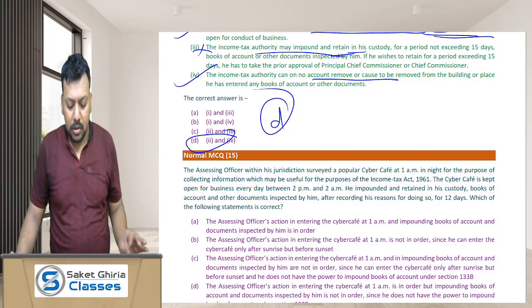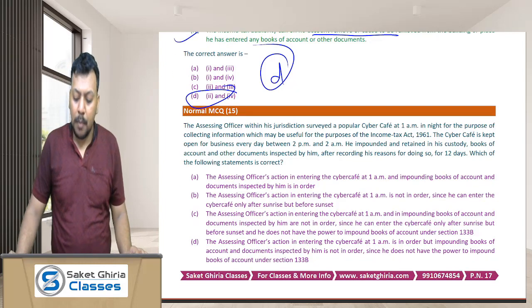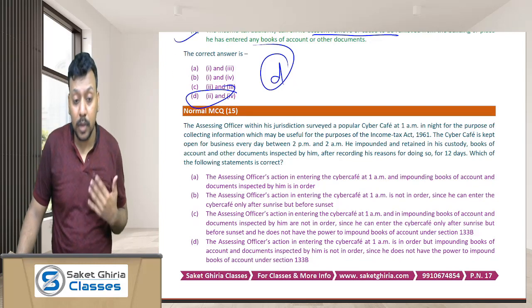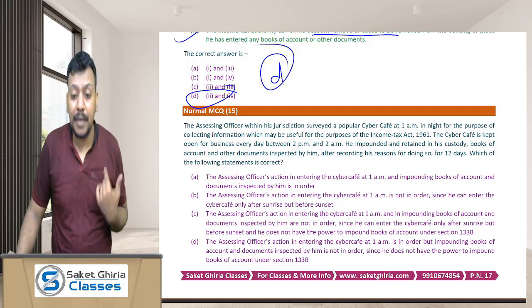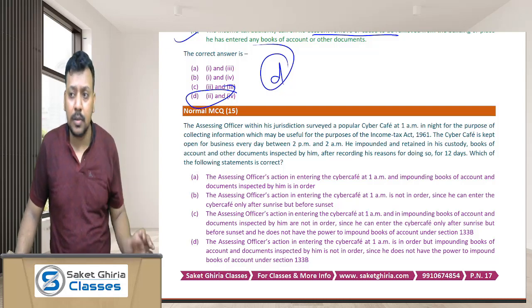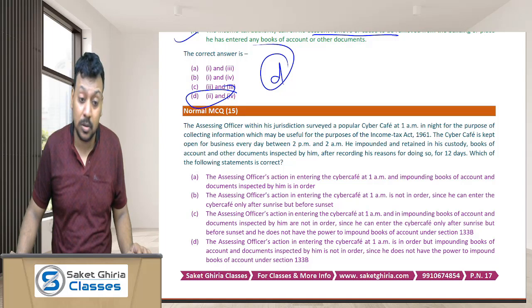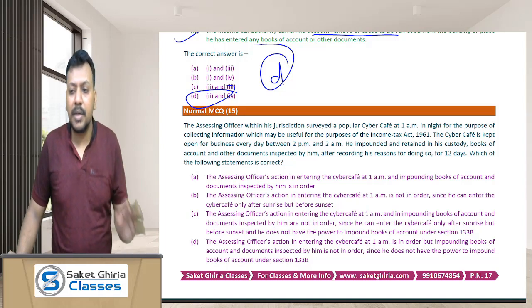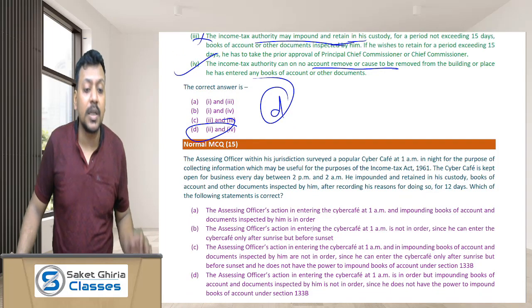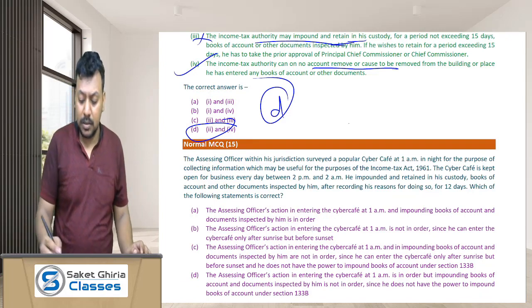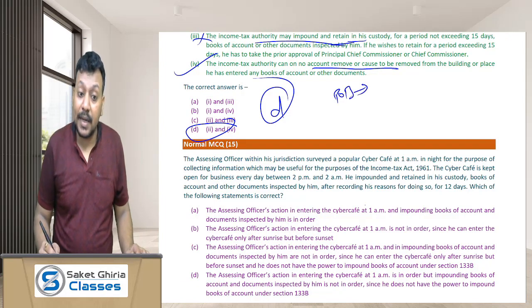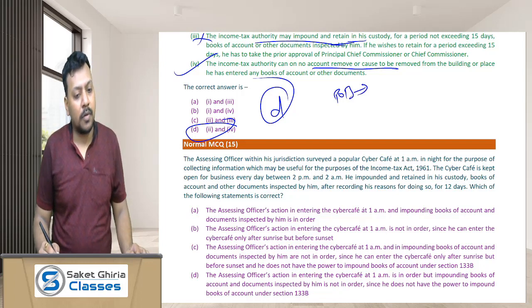Okay, the assessing officer, within his jurisdiction, surveyed a popular cyber cafe at 1 AM in the night. Sir, recently there was a survey conducted by the Income Tax Authority on BBC. If you are making a survey, it can be made in the place of business. If the survey is made in the place of business, then it can be made at any time for which the place is kept open for the business.